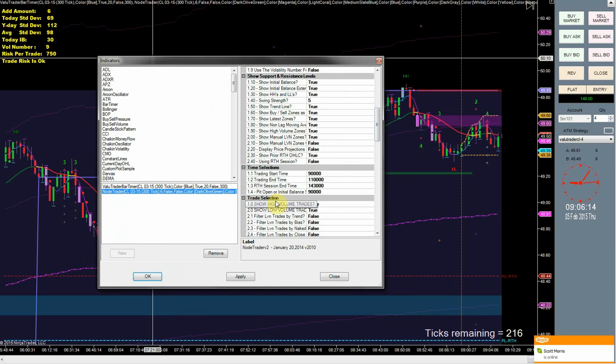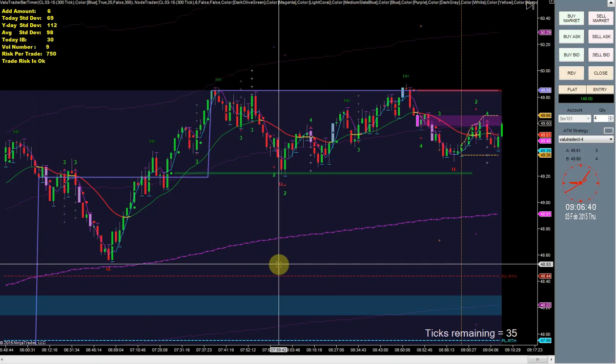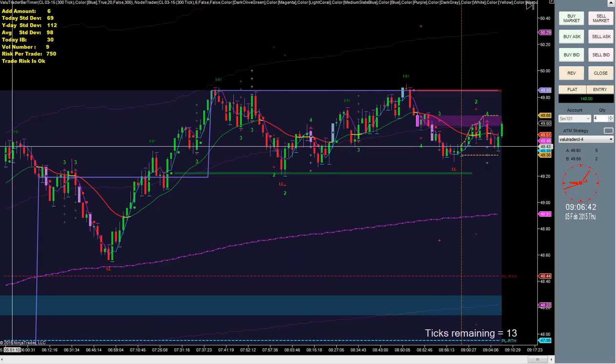And where is that at? My trading start time is going to be 9 o'clock. That's what I have it set for. And the pit open is going to be 9 o'clock. So actually, this yellow line is the pit open. For my trading start time, it should be green, but it's at the same exact point. So that's why this is showing the yellow line here. Anyway, just wanted to let you guys know about that.